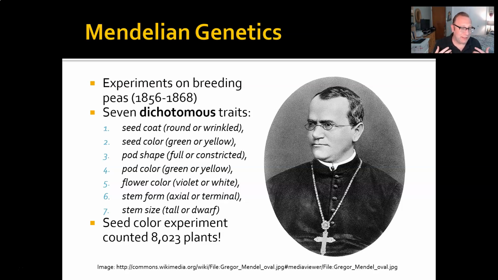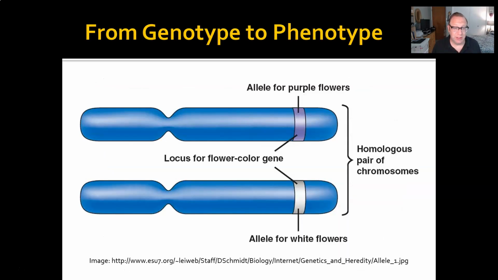Overall, he ended up conducting experiments on 8,023 plants. 8,023. That's a lot. That's a pretty big sample size he's got there. So a lot of his results were really interesting and really reliable. Now, remember, he knows nothing about chromosomes. He knows nothing about genes. He knows nothing about any of this stuff we've been learning so far. So he is trying to figure this out without knowing anything about the mechanisms of heredity, how genes transfer or how they create traits and that sort of thing.